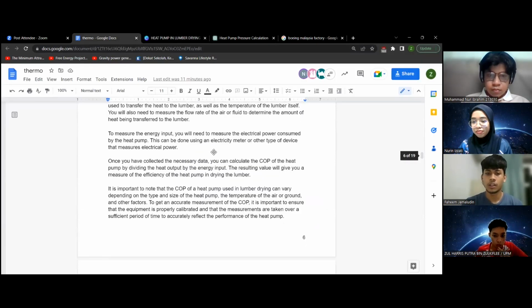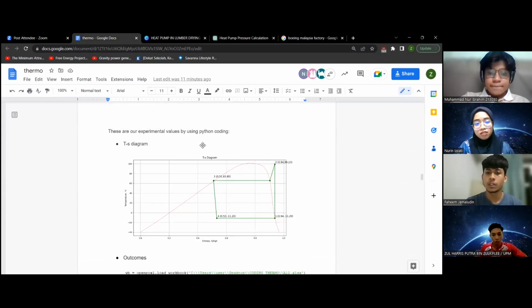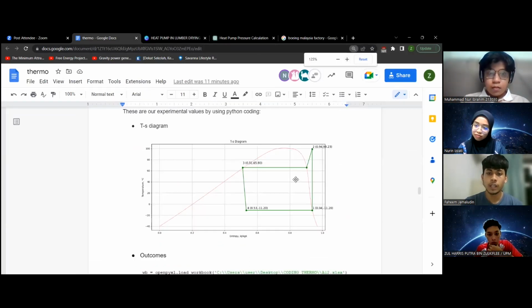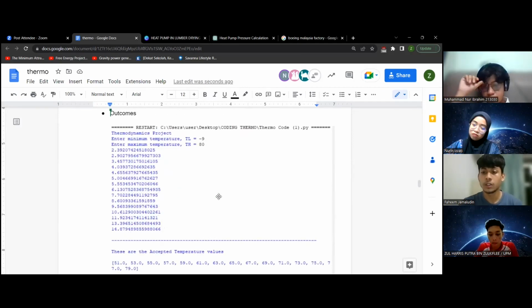Okay, thank you, Nurin. And now I will explain more on our coding that we have made based on our theoretical value that we obtain, and through the value we are able to get the outcomes. So now I will explain on the coding. For the input, we have made it so that you could put any temperature and it will detect whether it is compatible or not, compared with our theoretical value.